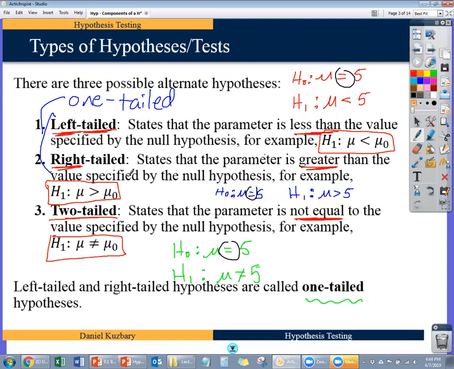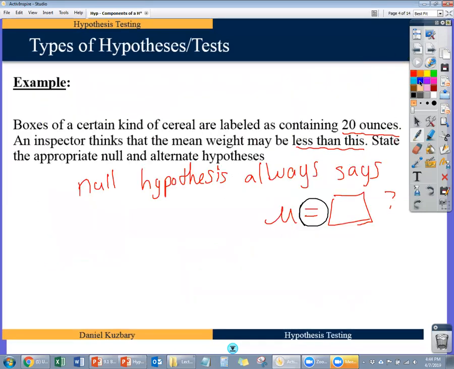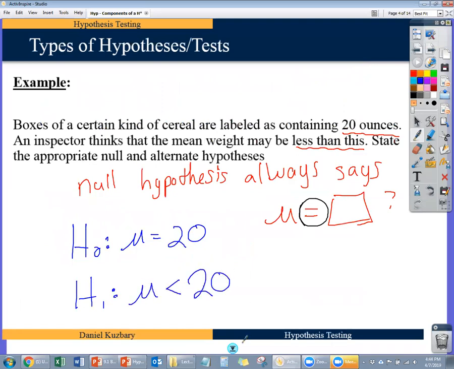It could be this one. It could be that one. It could be that one. I don't think I said that. So from that, let's go ahead and write our null hypothesis for this. So they are supposed to be 20 ounces. So the one with the equal sign is going to be the null hypothesis. Now, the inspector thinks it may be less than 20. So how about we let the alternative hypothesis be less than 20?